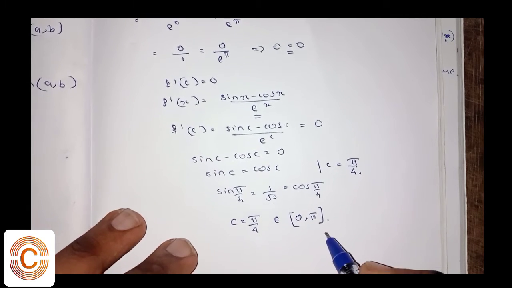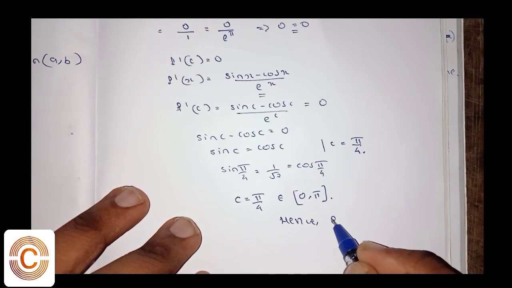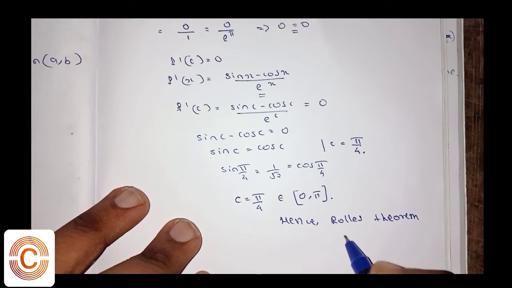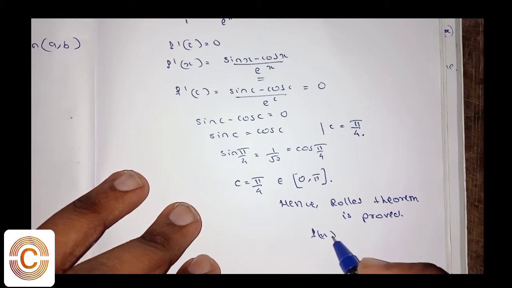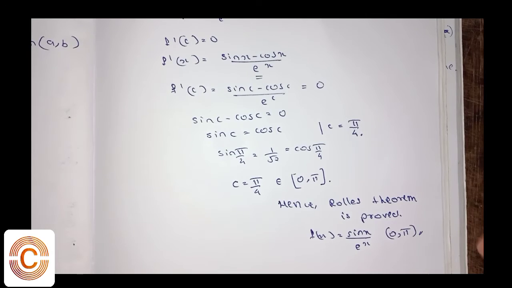So finally we can say that hence Rolle's theorem is proved for the given function f of x, which is equal to sin x divided by e raised to x, in the given interval 0 comma pi. In this session we learned about Rolle's theorem and how to prove it for the given question.